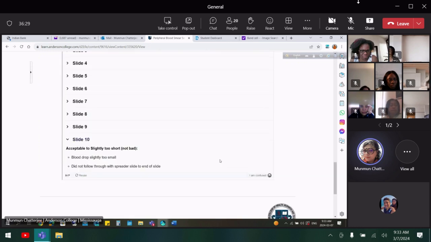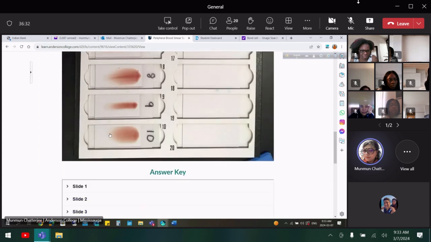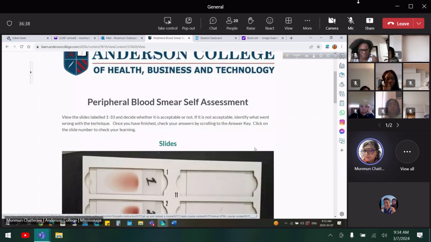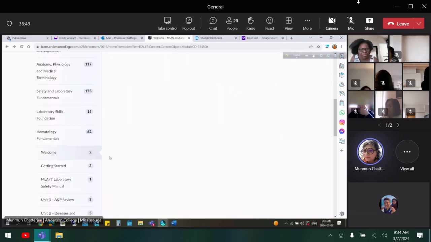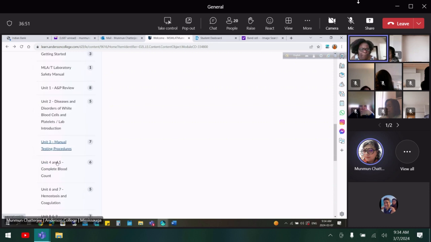And ten: blood drop, it's too small. It looks thick, it's not too small. It didn't spread properly. Anyway, you guys learn it, and Asnet, you do this one. Okay, so I'm going to go to this one. Hopefully it's going to come back. I'll do that later. Just review it, and then it's going to come to me.